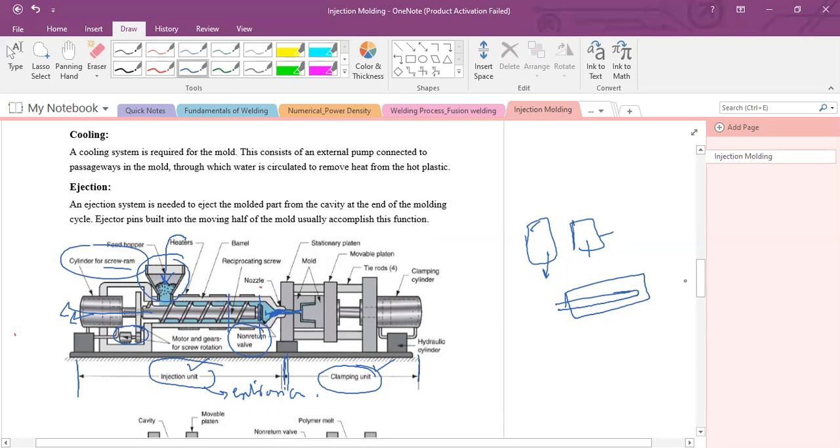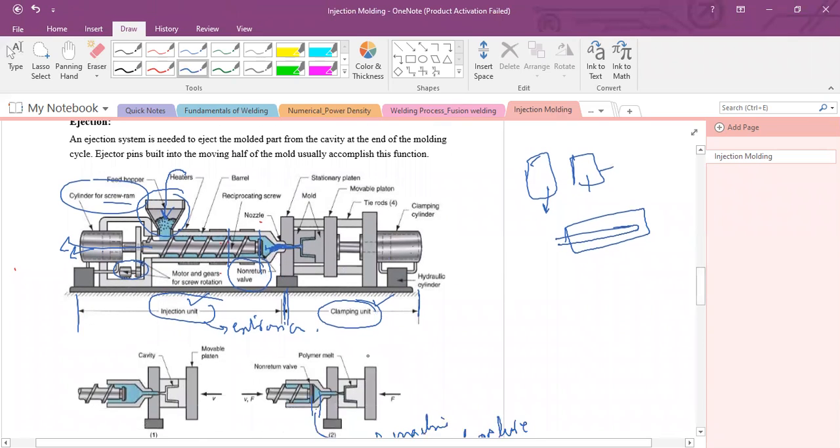And this is the clamping unit. The clamping unit is used to attach the two halves of the mold together, right? If you want to close the die during the injection process, this hydraulic actuator will move in the forward direction, and it will attach the movable platen, or movable part of the mold, to the stationary part of the mold.